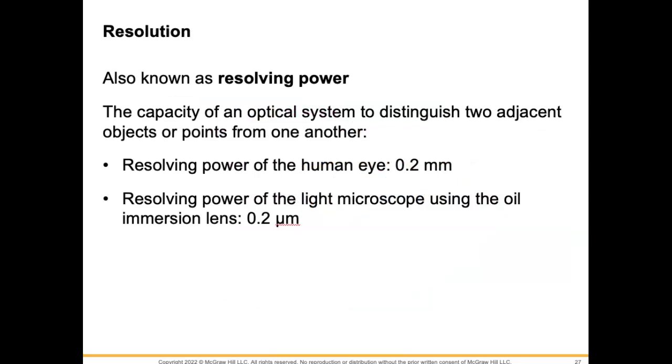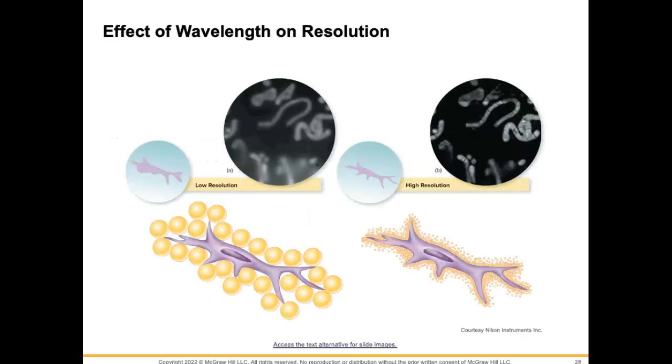Resolution is also known as resolving power. It's the capacity of an optical system to distinguish 2 adjacent objects or points from one another. So obviously the microscope has way more resolving power than the human eye. Just, you know, how good the resolution is, basically. Low resolution, as opposed to high resolution.